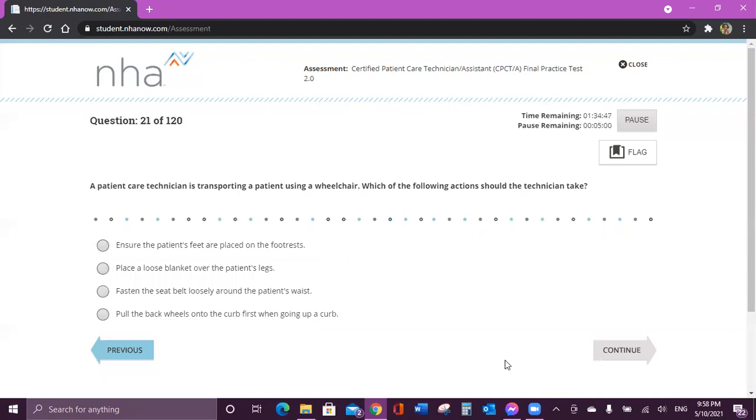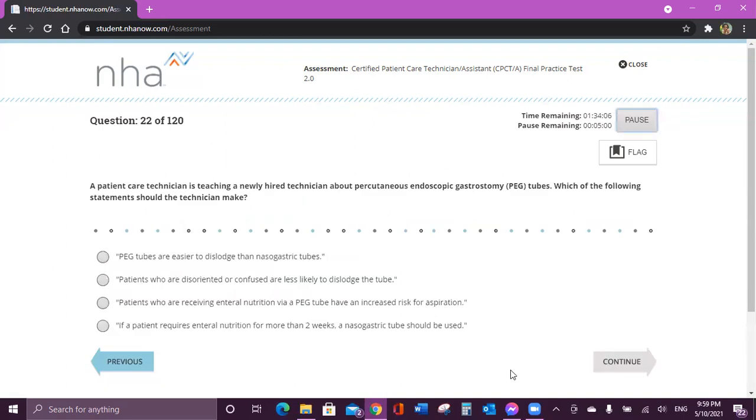Okay, a patient care technician is transporting a patient using a wheelchair. Which of the following actions should the technician take? Ensure the patient's feet are placed on the footrest, yes. Place a loose blanket over the patient's legs, no. Fasten the seatbelt loosely around the patient's wrist, no. Put the back wheels into the crosswalk, no. La primera. Asegura que el paciente tenga los pies encaramados antes de comenzar a correr.